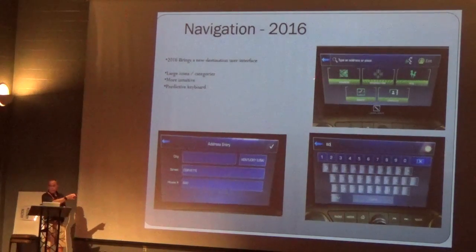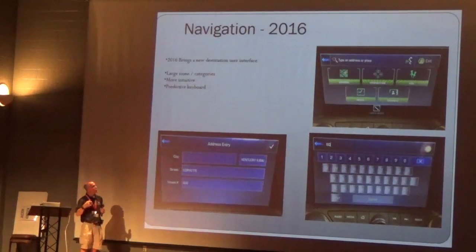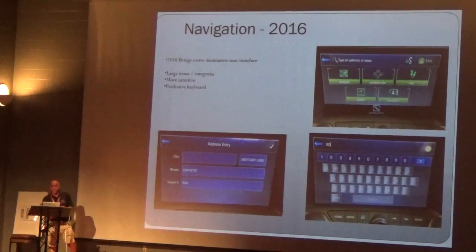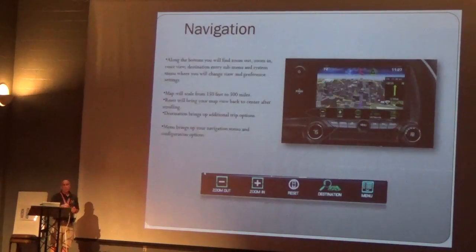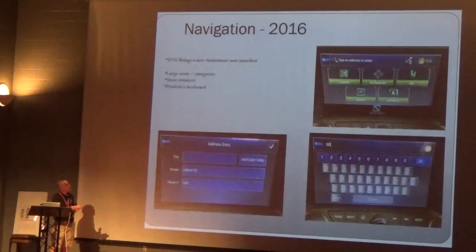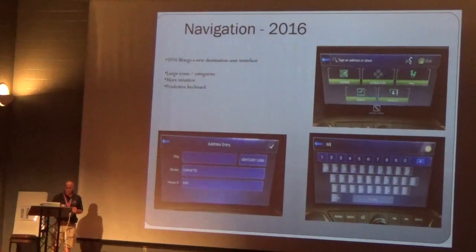Do you want to go to an address? Do you want to go to an intersection? Do you want to go to a point of interest? Do you want to interact with your contact list? Or do you just want to go to your recents? These are all of the same choices you have in 14 or 15. They're just presented in a larger format, more intuitive, icon-based choice.